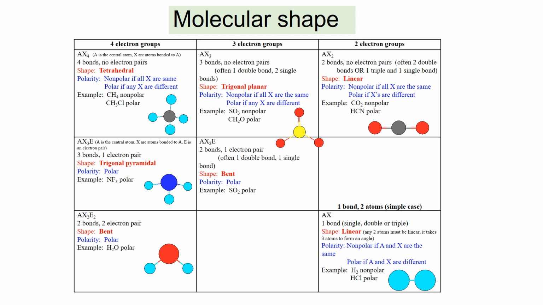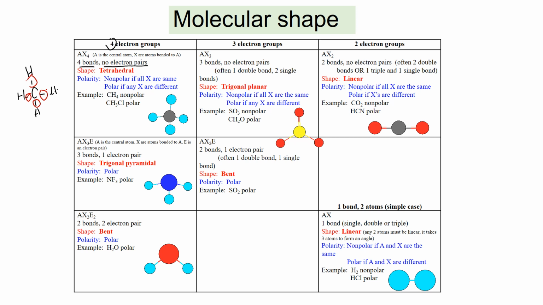The first one, CH4. The dot structure looks like this. We have a carbon with 4 hydrogens bonded to it. These are all hydrogens, even though they look kind of bad. So what's important to notice is that we have 4 electron groups. Our electron groups are this one, this one, this one, this one. They are all bonds. So we have 4 bonds, and there are no electron pairs.